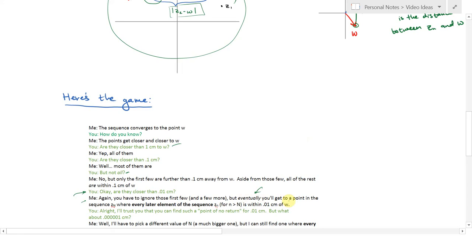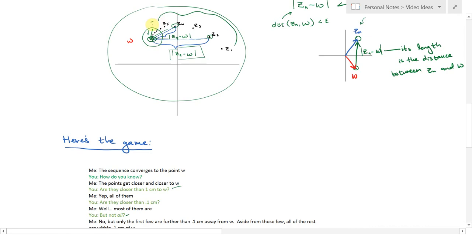But eventually, you'll get to a point in the sequence z sub n where every later element of the sequence, z sub little n, is close. After a certain point, for 0.1 centimeter, z sub 6 is that point right there; it's outside of 0.1 centimeters, more than 0.1 centimeters away from w. But 6 is what we call our capital N. If we pick any little n greater than our capital N, which is 6, so 7 or 8 or anything that comes later on, a million to the millionth power or whatever you want, that point in the sequence will be within 0.1 centimeters of w.